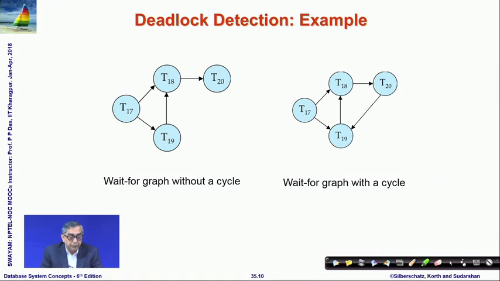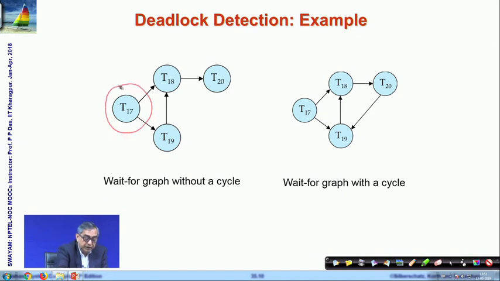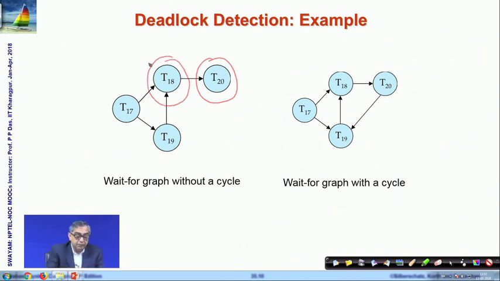So, these are examples of the wait-for graph. For example, here on the left, if you see that T 17 is waiting for T 18 and T 19, T 18 is waiting for T 20. And T 20 is waiting for none. So, at some point of time T 20 will be done, and when that is done, then T 18 would be able to proceed, and if T 18 is able to proceed, then T 19 would be able to proceed, and then T 17 would be able to proceed.